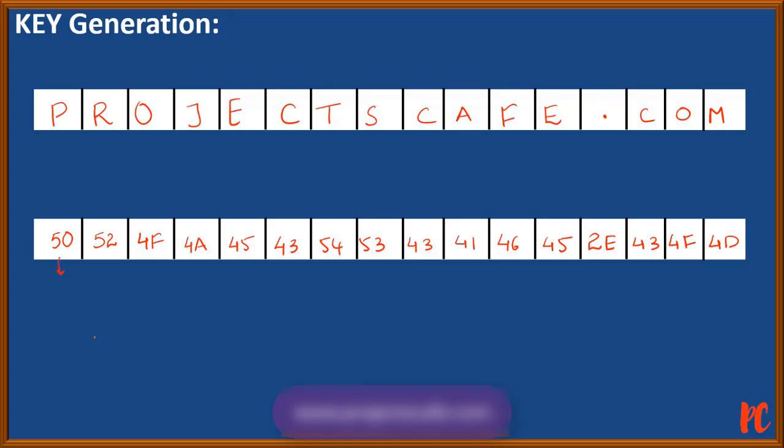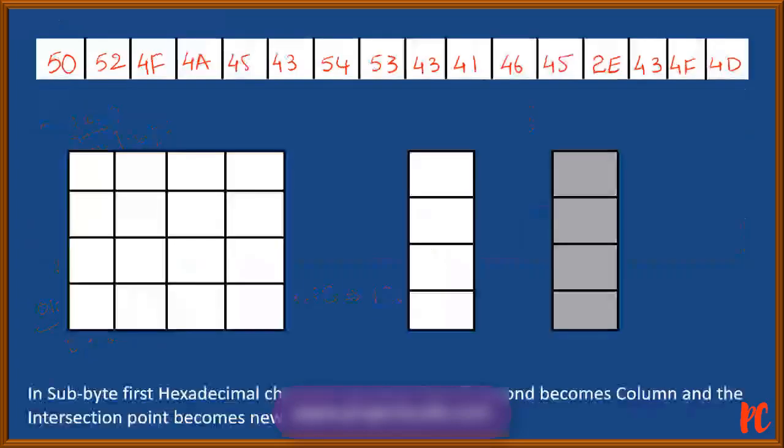The binary of this value will be 0101 followed by 0000. Nothing but I am having a total of 8 bits of data. 8 bits I can simply call 1 byte. So if that is so, I got 1, 2, 3, up to 16. So there are totally 16 of 8 bits, nothing but 128 bits of data. This is the same key which is represented in terms of hexa.